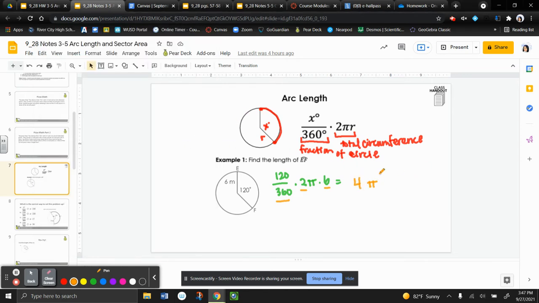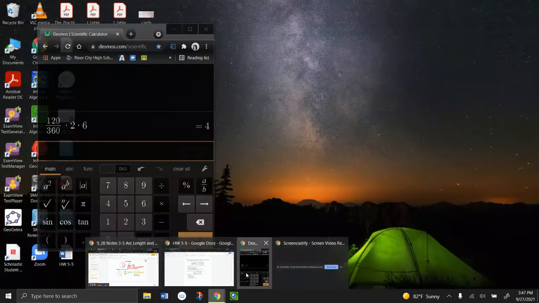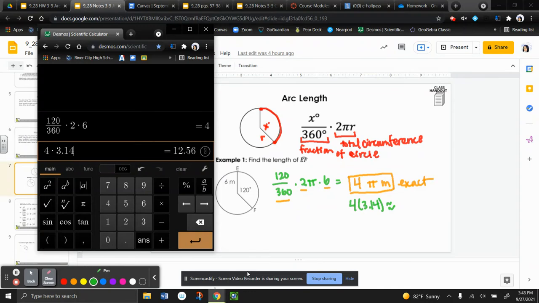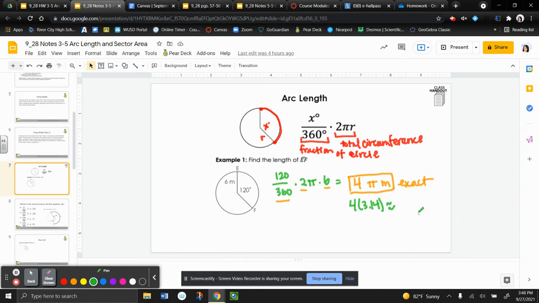So my answer in terms of pi is going to be 4 times pi, and our units in this case are going to be meters. So this is our answer in terms of pi. This is our exact answer. And then to get our approximate answer, we're going to actually multiply out 4 times pi, which I'm just going to use 3.14, or you can use the pi button. So our approximate answer, 4 times 3.14, or if you prefer, you can use the pi button. So it's going to be 12.56. So this is our approximate answer.